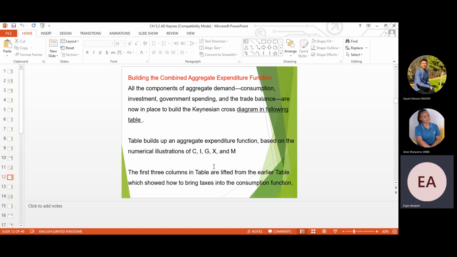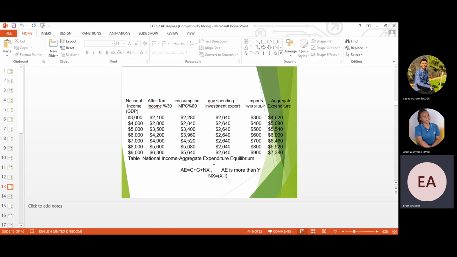The first three columns in the table are lifted from the earlier table, which shows how to bring taxes into the consumption function. As you see here, the national income is given as 3,000, 4,000, 5,000, 6,000, 7,000, 8,000, and 9,000. After tax, which is 30%, you deduct this from national income. Then it will be 2,100, 2,800, 3,500, 4,200, 4,900, 5,600, and 6,300. And the consumption will use the marginal propensity of the given model, which is 0.8. Then you multiply this with the after-tax income, and you will get 2,280, then 2,840.